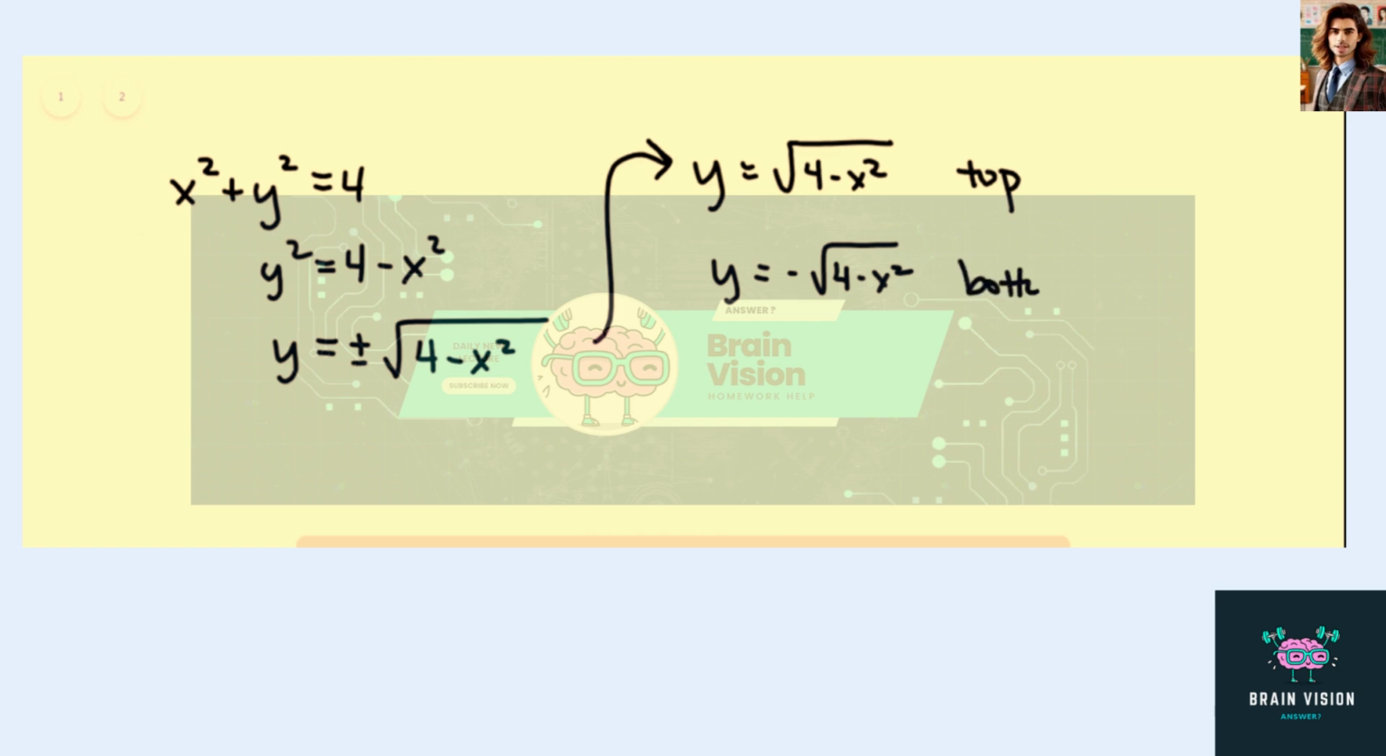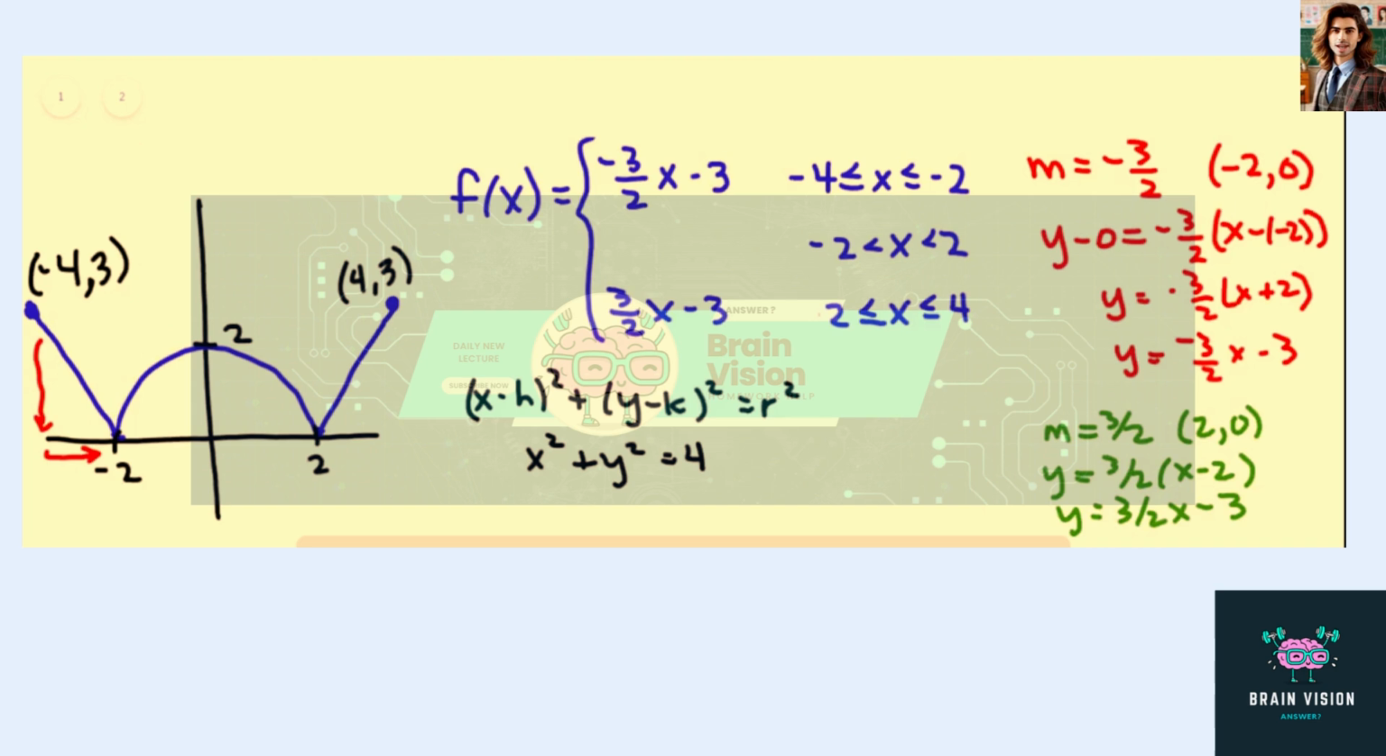We want the top half of the circle. So we want the square root of 4 minus x squared. And there's the function that matches the graph.